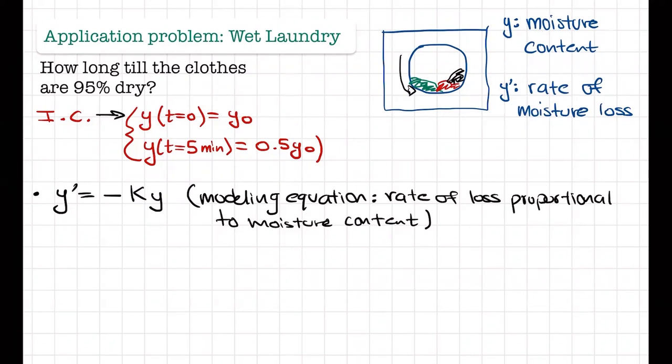We know that at the beginning, when we put our clothes in the dryer, the humidity is 100%, right? The clothes will be fully wet when we put them in the dryer before the cycle starts. And then we're given that after 5 minutes, the clothes are 50% wet or 50% dry, however you want to see it. So they're asking us how long would it take until the clothes are actually 95% dry. So how long will it take?